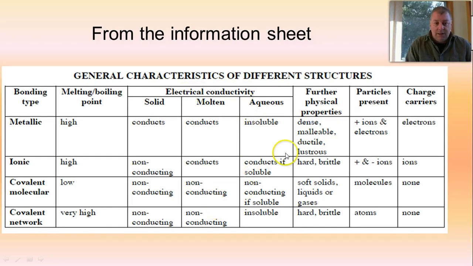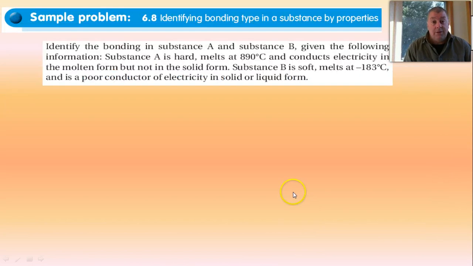And then we're told further physical properties. So we've got the characteristics, and you should be able to look at this table and go, yes, yes, yes, I understand all that. Here we're told what the particles present are and if there are any charge carriers and what they are. Alright, so a wealth of information there, and this basically summarises all those videos we've been watching. Why couldn't I just have shown you that?